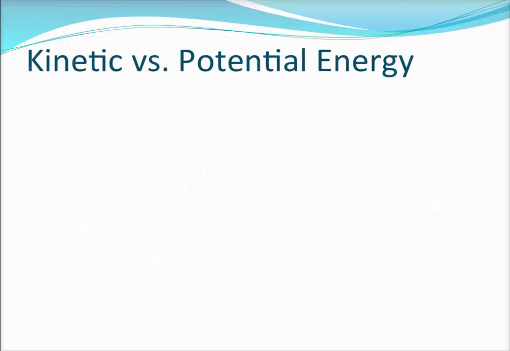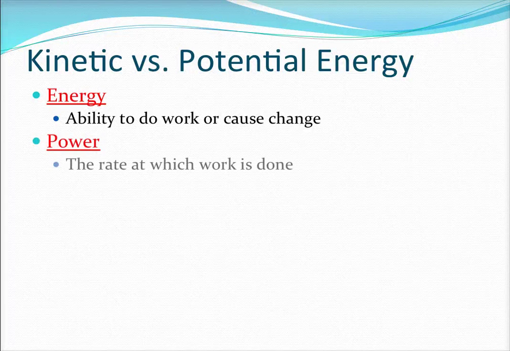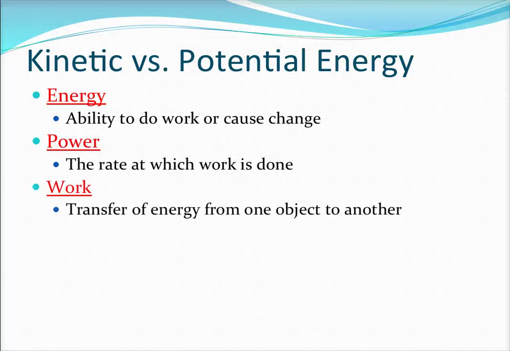Okay, first off, find the kinetic versus potential energy. We're going to start with energy, and I'm going to go ahead and just put these up, talk about them real briefly, and you can copy them down. Energy is the ability to do work or cause change. Power is the rate at which work is done. Work is the transfer of energy from one object to another.